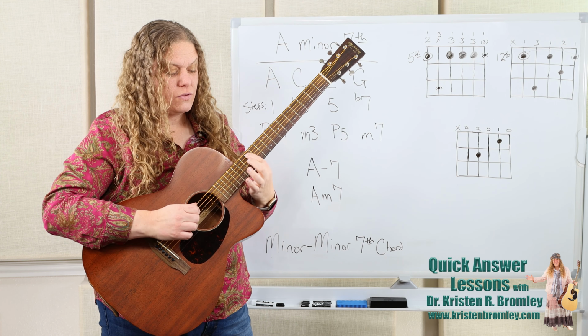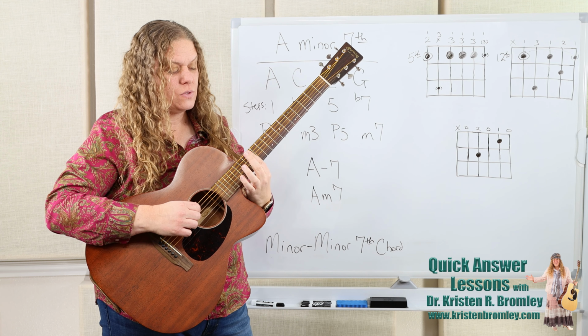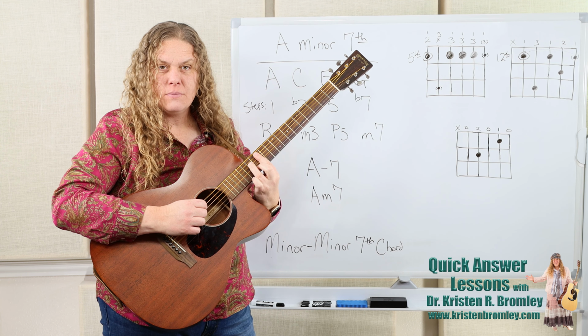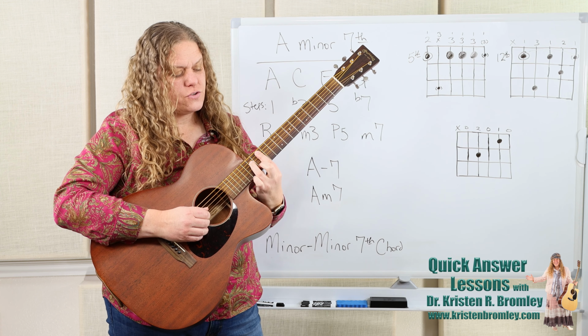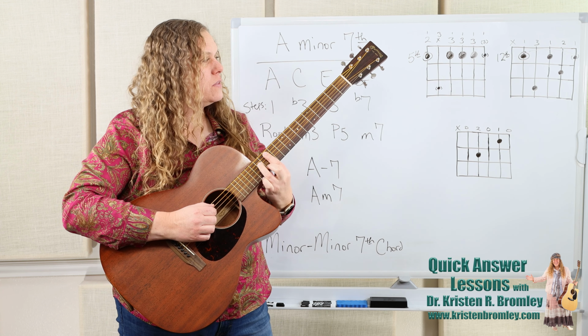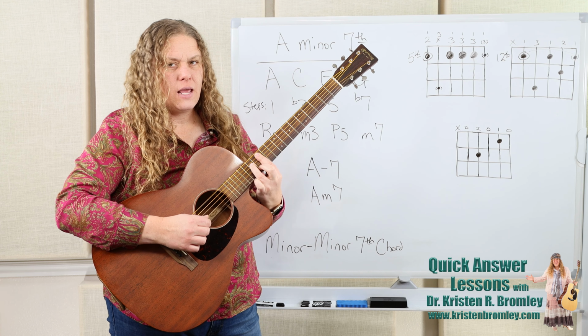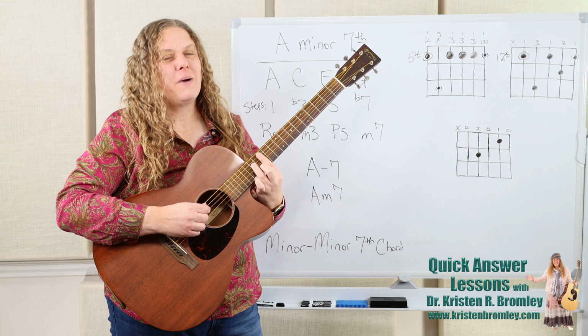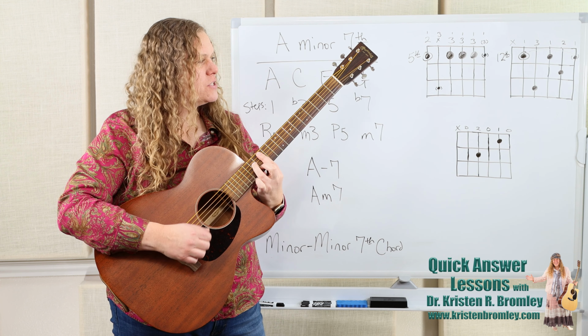Index finger at the 12th fret, bars over the top 5 strings. We can mute that 6th string with our index finger. Ring finger goes 2 frets higher than the bar at the 4th string, and the middle finger goes 1 fret higher than the bar on the 2nd string, and we get an A minor 7th there, A minor 7th chord.